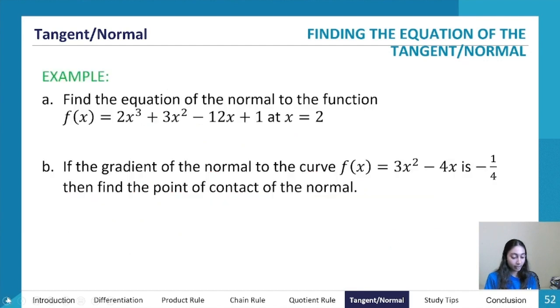Okay, now I'm going to give you a sec to try doing part b on your own. I'm only going to give you 30 seconds or so, so if you need more time, please pause the video. The question: if the gradient of the normal to the curve y is equal to f of x is equal to 3x squared minus 4x is negative a quarter, then find the point of contact of the normal.